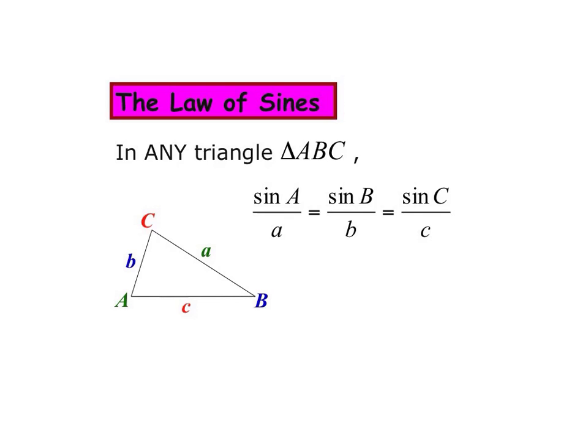Okay, so this is basically what the law of sines is. How you read this says the sine of angle A over side A is equal to the sine of angle B over side B, and the sine of angle C over side C. They're all equal, so you could create proportions out of any part of that to solve problems.